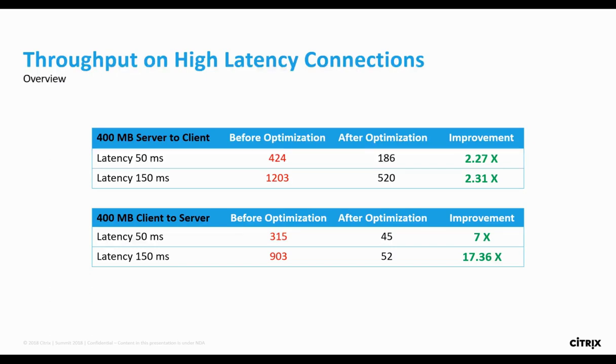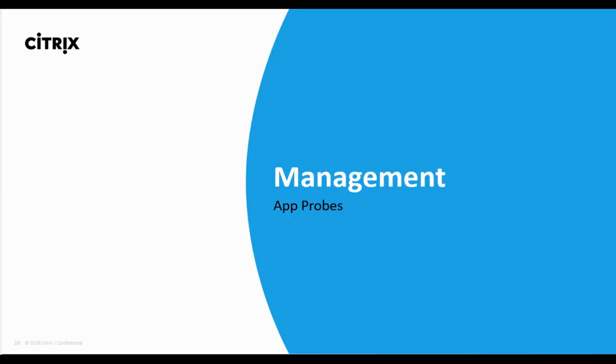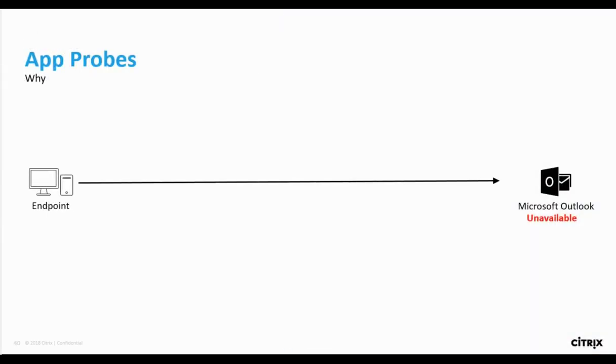And if you've been paying attention over the last quarters, many quarters, we keep moving that bar. We keep improving ICA because there's always room to improve the user experience when it comes to a Virtual Apps and Desktops environment. Something else to be aware of is something that's called app probes. So what would typically happen is a user and an endpoint is going to make a connection to a published application or a published desktop.